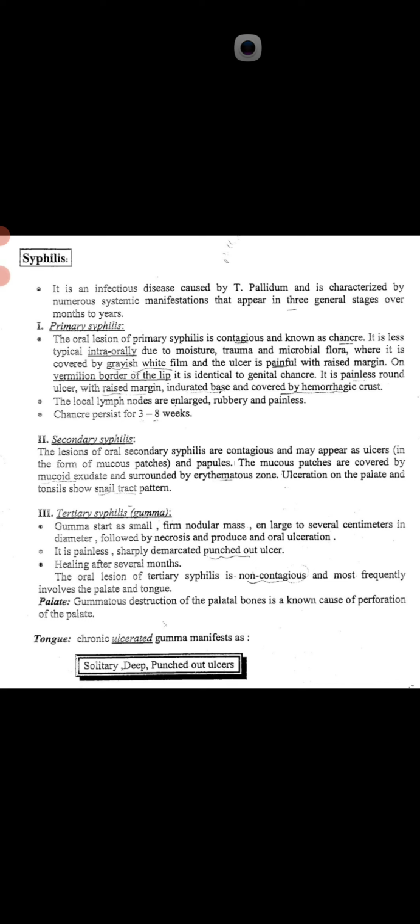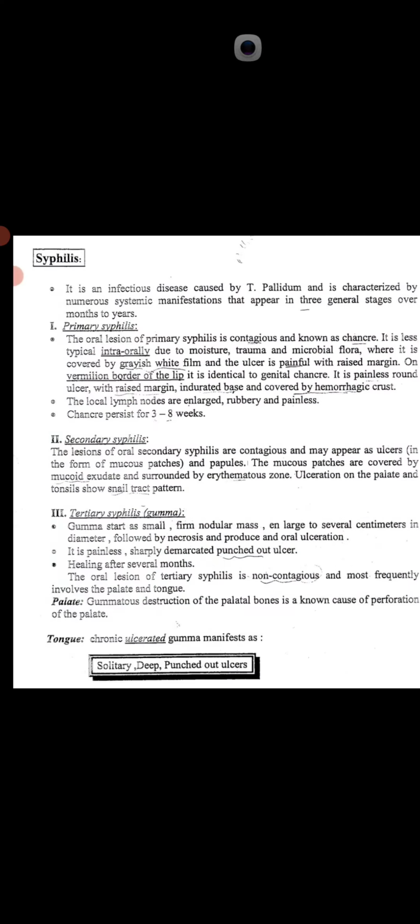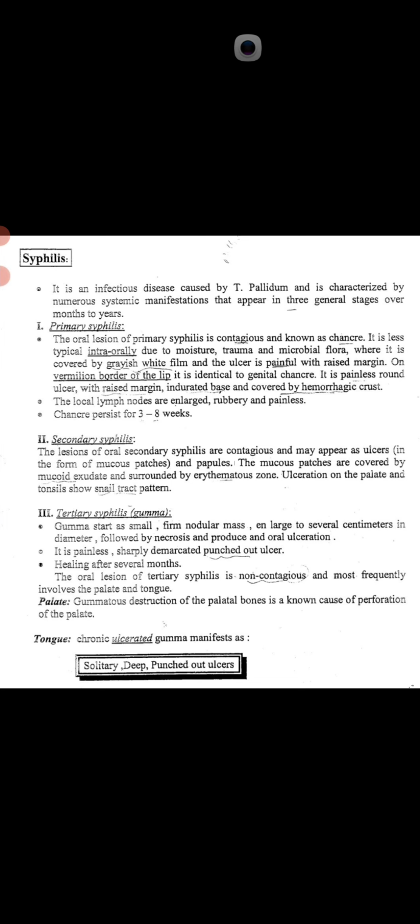Now come to secondary syphilis. The lesions of oral secondary syphilis are contagious and may appear as ulcers in the form of mucous patches and papules. Look at your diagram. This is secondary syphilis, which appears as patches and papules. The mucous patches are covered by mucoid exudate and surrounded by an erythematous zone, meaning the outer border is red and inside there is a mucus-like exudate.